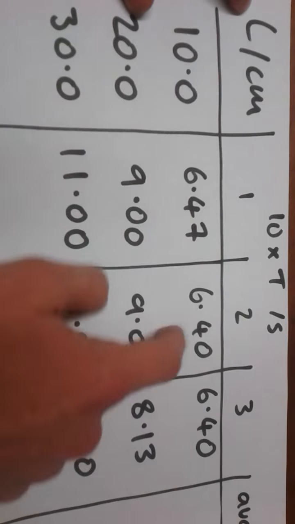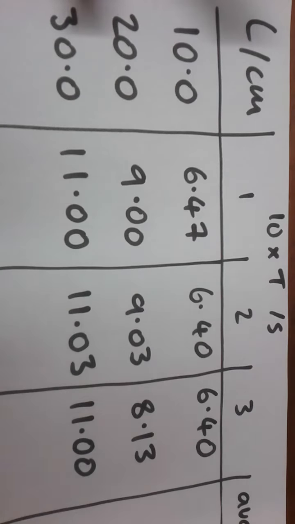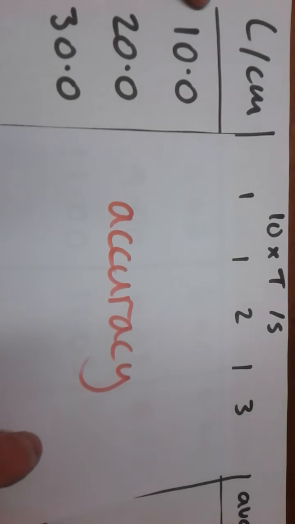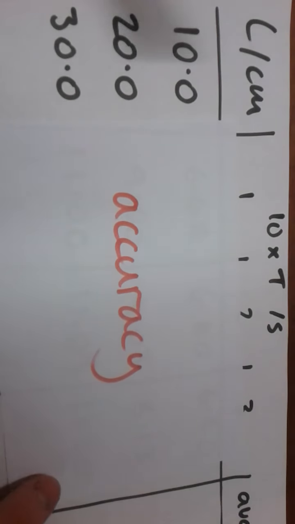If you take the same measurement several times and there's a big spread, then you haven't got very good precision. The smaller the spread, the better your precision. However, this is not to be confused with accuracy. So this is quite tricky here.